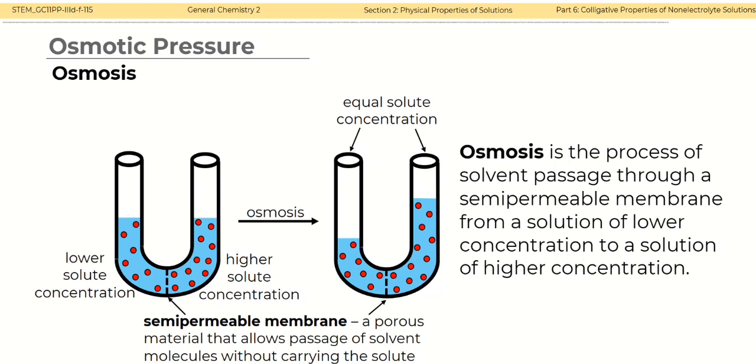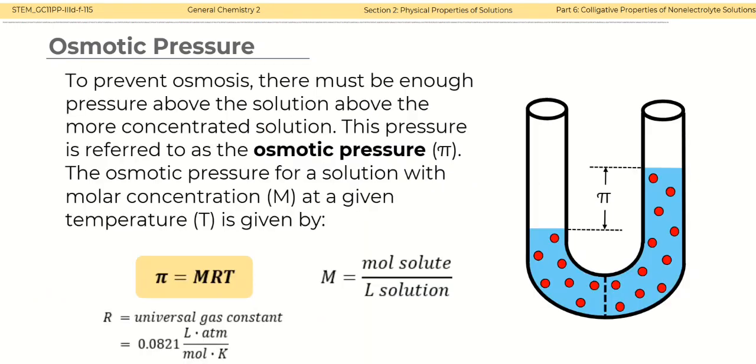Osmosis is the process of solvent passage through a semi-permeable membrane from a solution of lower concentration to a solution of higher concentration. A semi-permeable membrane is a porous material that allows passage of solvent molecules without carrying the solute. To prevent osmosis, there must be enough pressure above the more concentrated solution. This pressure is referred to as the osmotic pressure.